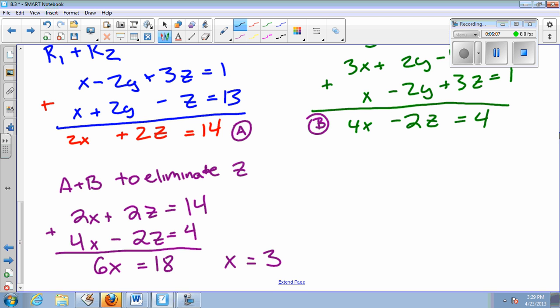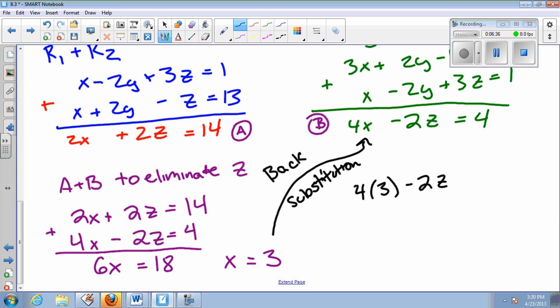Up in our notes, it said to use back substitution. Back substitution is just taking our value and throwing it into one of the last equations we used. So it doesn't matter, we could plug it into A or B. And we get 4 times 3 minus 2z equals 4. That's 12 subtracted, negative 8 equals negative 2z. So z is 4.